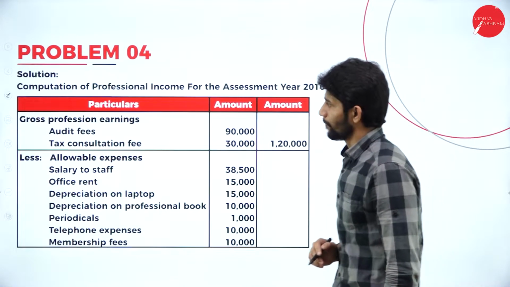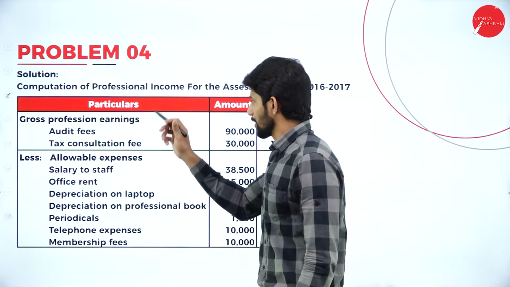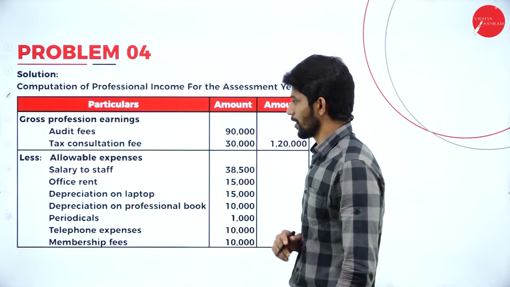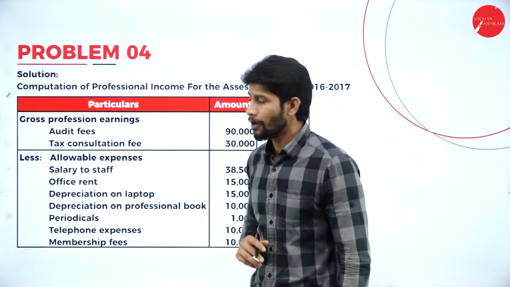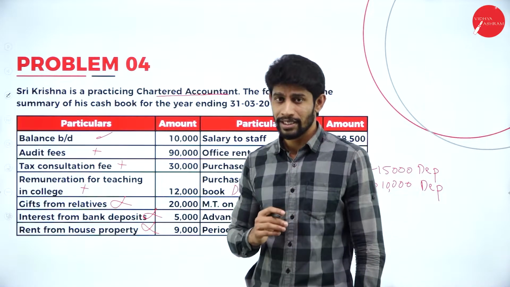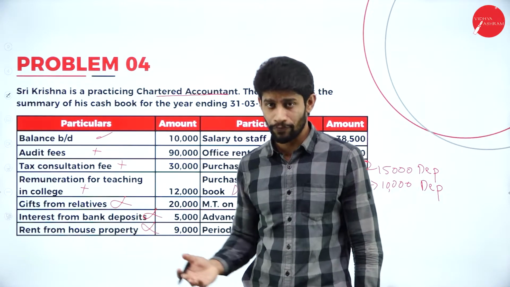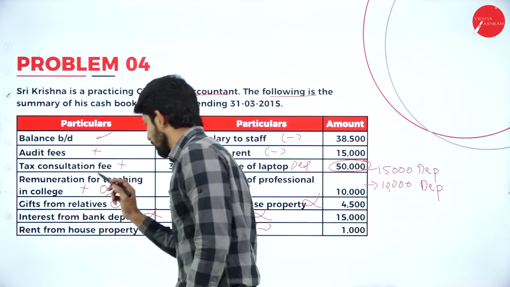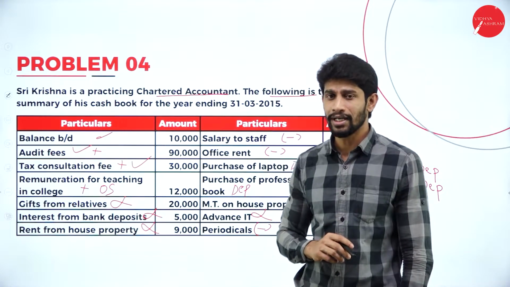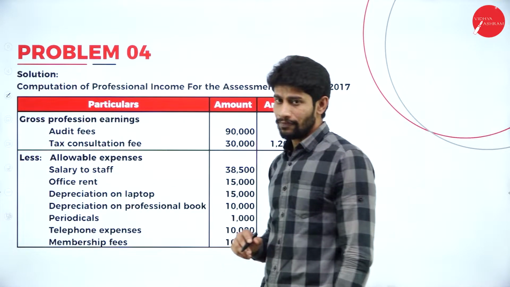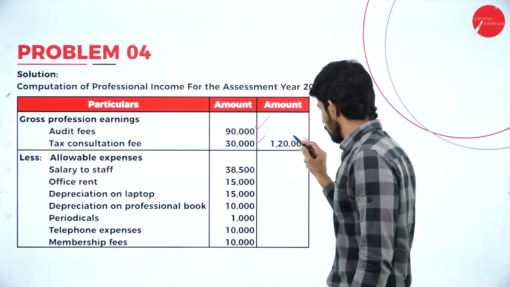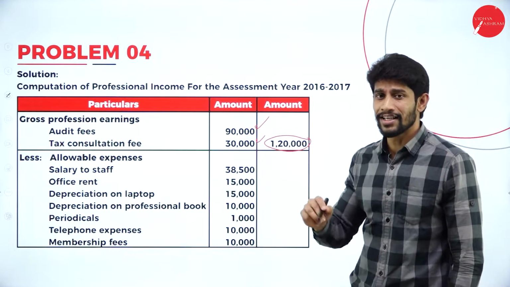Okay, so now we will solve the problem. Computation of professional income. Particulars, amount, particulars, amount. Gross professional earnings, in that audit fees. See here, I have told you to consider the remuneration for teaching in college as professional income. Either you can consider it as professional income or other than professional income. This one can come under income from other sources. So now we will consider only audit fees and tax consultation fees as professional incomes. Audit fees is 90,000. Tax consultation fees is 30,000. So professional earnings is 1,20,000.